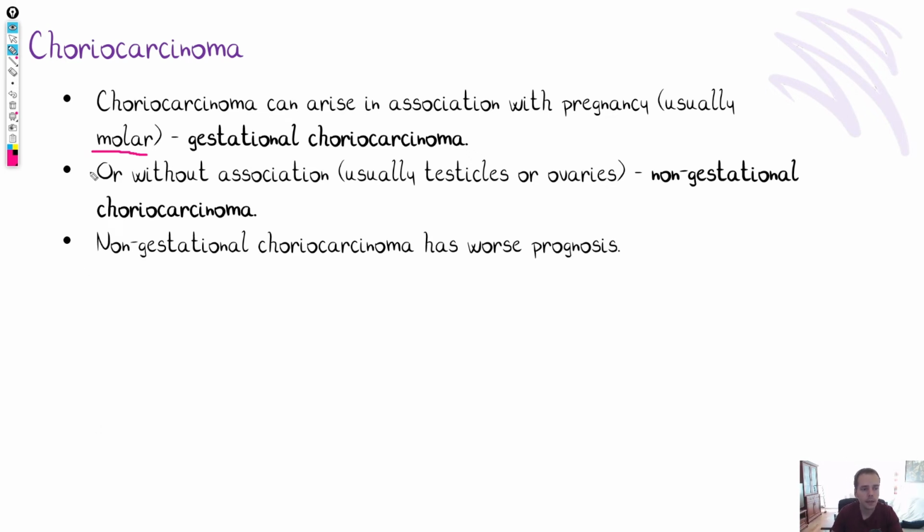The second clinical scenario is a choriocarcinoma arising without association with pregnancy. And those are the germ cell tumors arising in testicles and ovaries as we know them, and we call it non-gestational choriocarcinoma. And this subclassification is very important because the non-gestational choriocarcinomas have a worse prognosis.